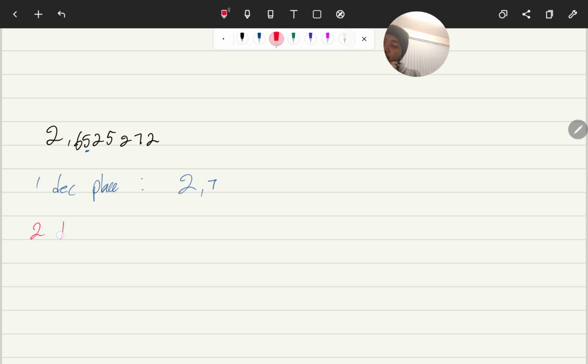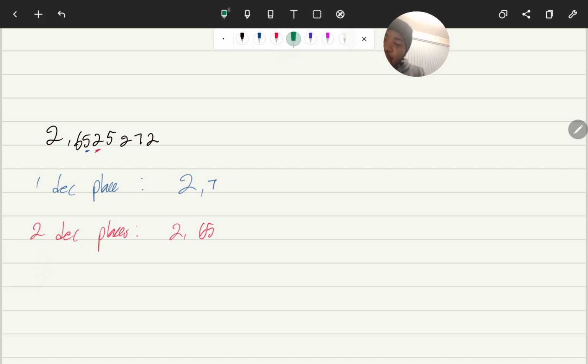Let's go to two decimal places. For two decimal places, what are we saying? We want two digits after the comma. So our focus is on the third number. We go 1, 2, 3. This is the third number. Is that number greater than or equals to 5, or is it below 5? It is below 5. That means the number before is just going to stay as it is. So you're going to have 6, 5 as it is. It doesn't change at all. You understand? Let's go again.